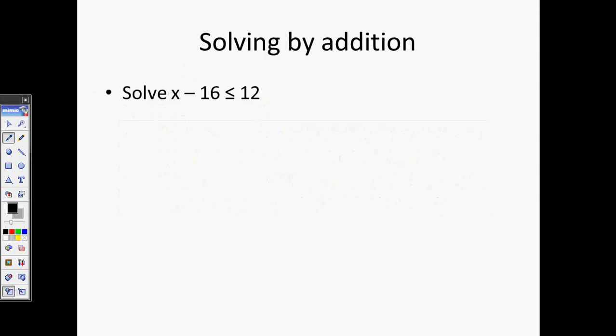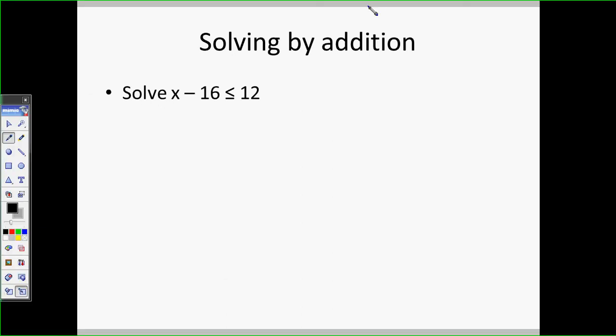Let's solve an inequality by addition. For the most part, solving an inequality, whether you're solving by addition, subtraction, multiplication, or division, is just like solving an equation. We could take this inequality and compare it to solving the equation x minus 16 is equal to 12. And we know that we would solve this by adding 16 to each side, bringing the rest down, and we get x is equal to 28.